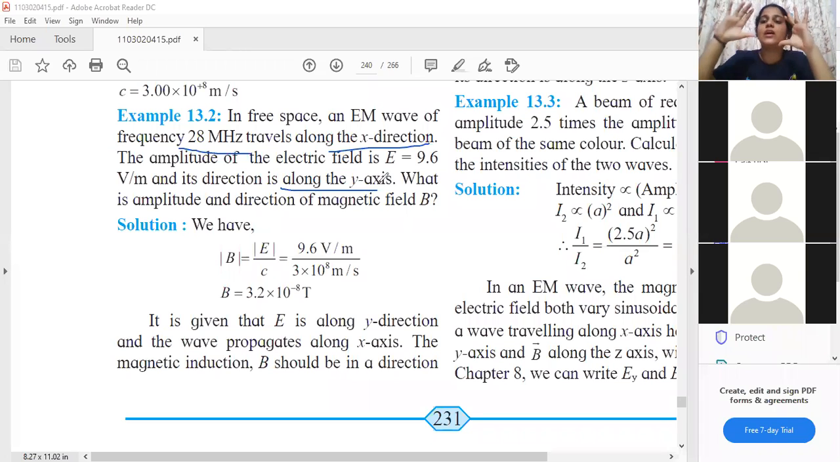I'm so sorry. EM wave is propagating on X axis. The electric field and magnetic field are perpendicular to the propagating axis. In this scenario, EM wave is going on X axis. So what are the other two axes perpendicular to it? Y and Z. Now we have to see which is where. They have mentioned that E is along Y axis. So where is B going to be? On which axis?